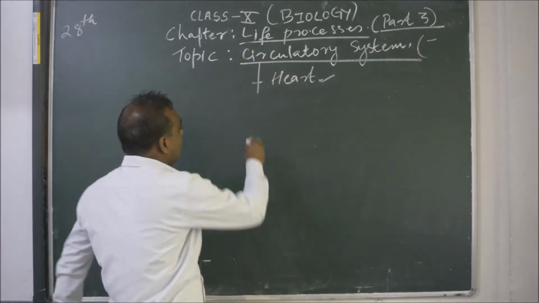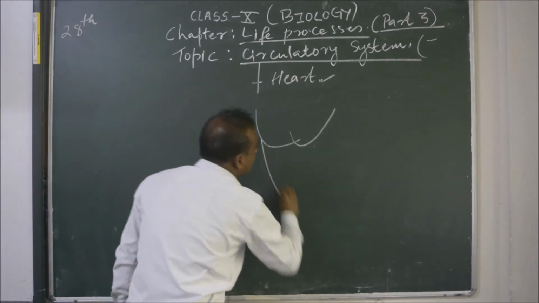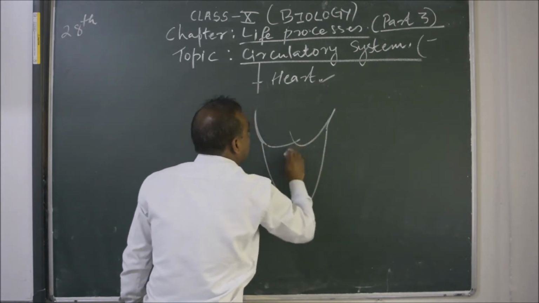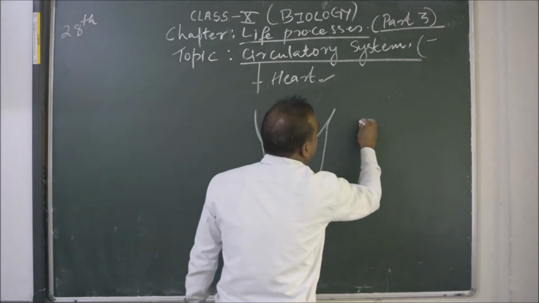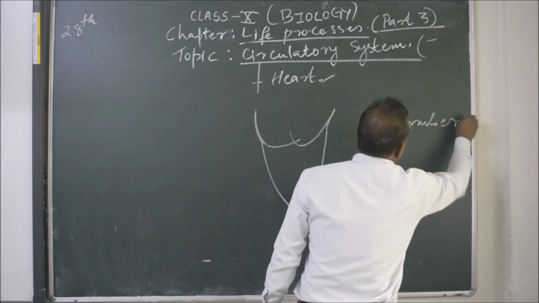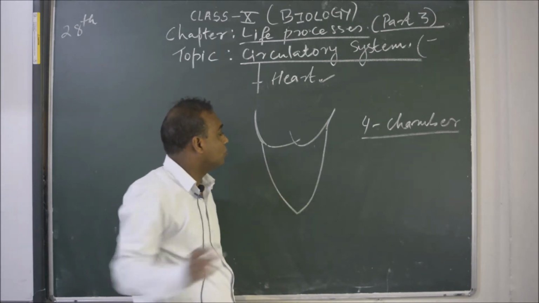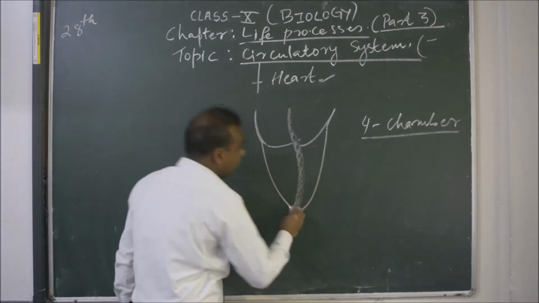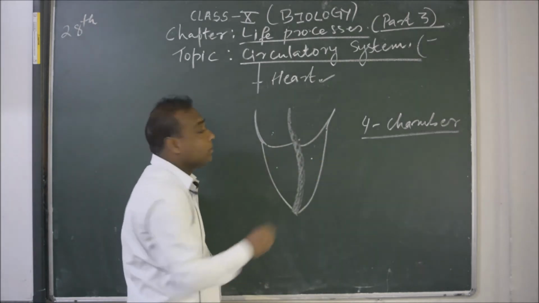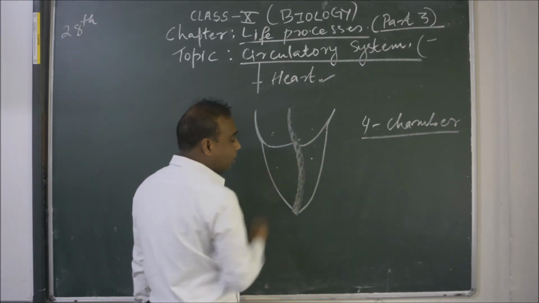So, heart. If you see the structure of the human heart, the human heart has 4 chambers. The 4 chambered heart is there. So, what are these chambers? Let us see here. You can see these are the chambers where the blood flows. These 2 are the upper chambers, and these 2 are the lower chambers.